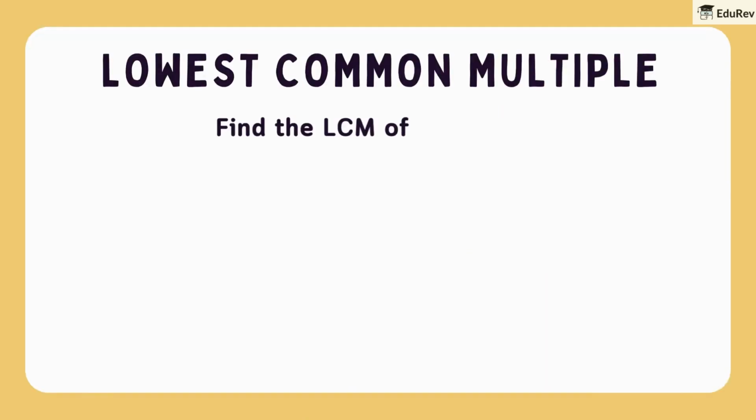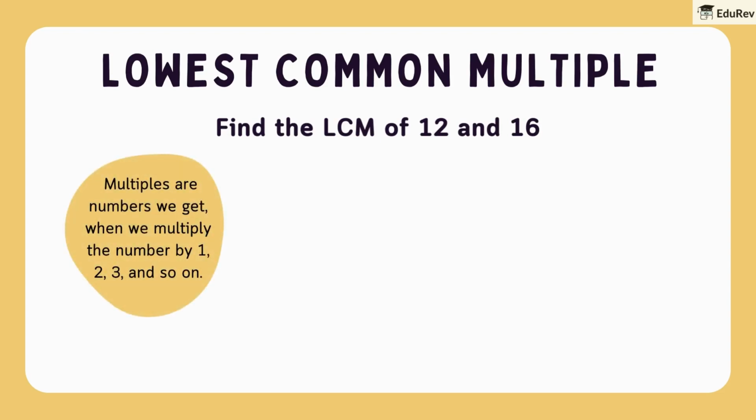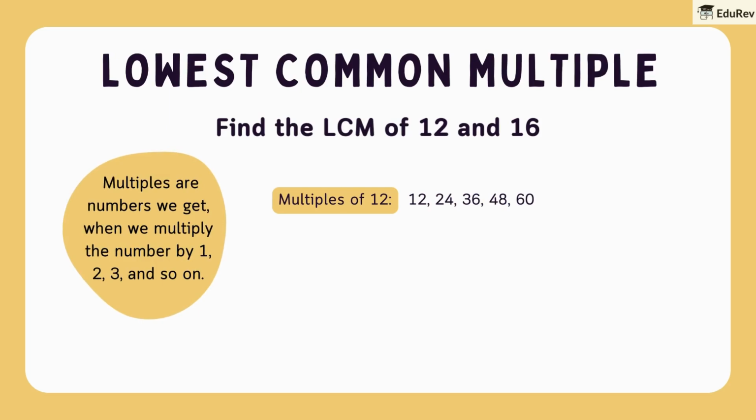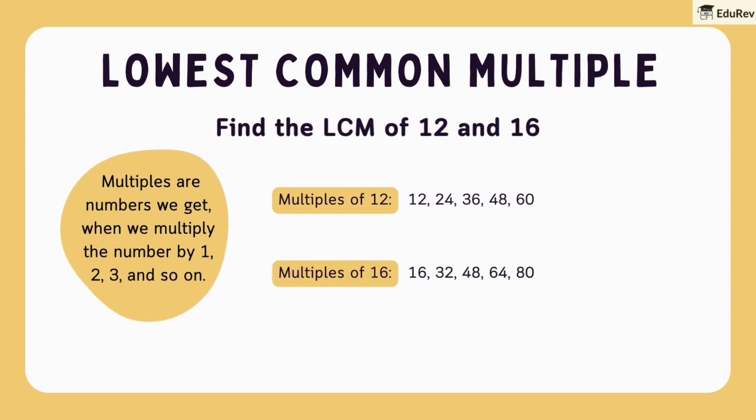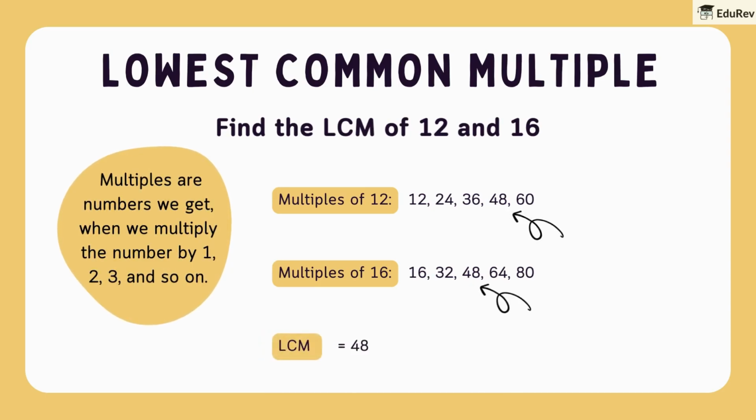Let's start with LCM. Find the LCM of 12 and 16. We know that multiples are numbers we get when we multiply the number by 1, 2, 3, and so on. If we look at the multiples of 12, it is 12, 24, 36, 48, 60. And if we look at the multiples of 16, it is 16, 32, 48, 64, 80. Do you see any number that appears in both lists? Yes, it's 48. So, the LCM of 12 and 16 is 48.